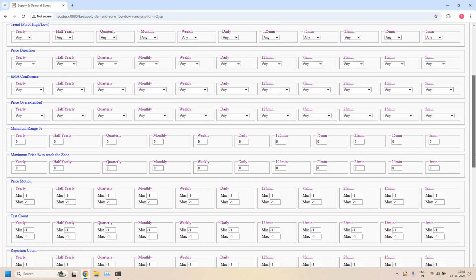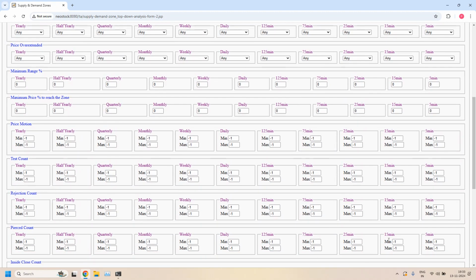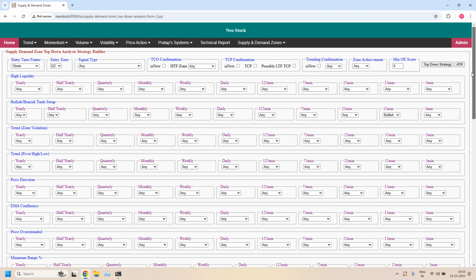These 15 minutes demand zones should not be pierced. So at the 15 minutes time frame, for entry zones, minimum value 0, maximum value 0. That means the zone is not pierced. Zone achievement violated opposing zone, minimum odd enhances score 12. All three filters are applied to the 15 minutes demand zone.